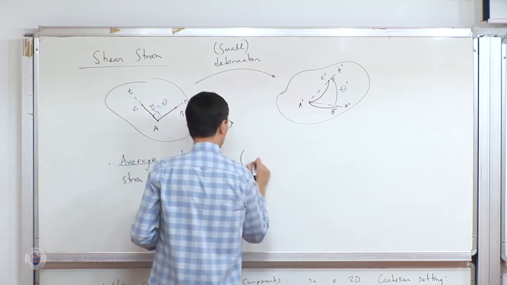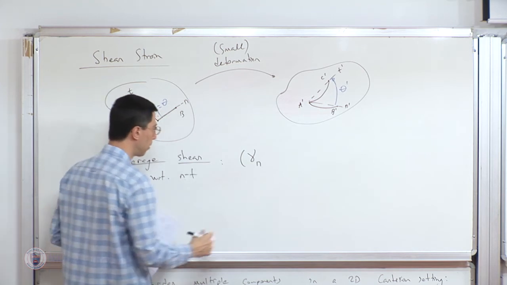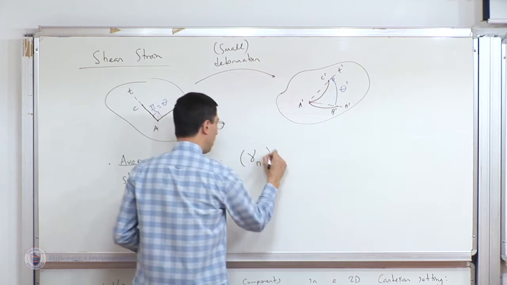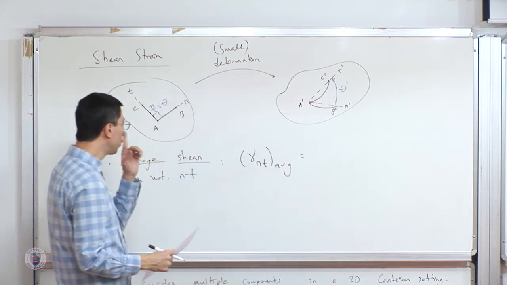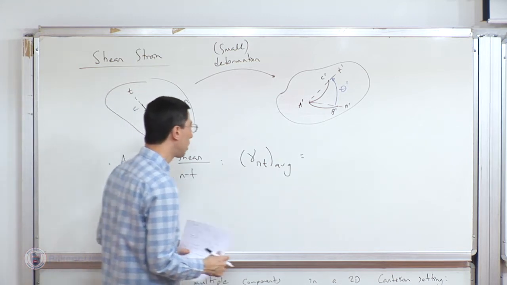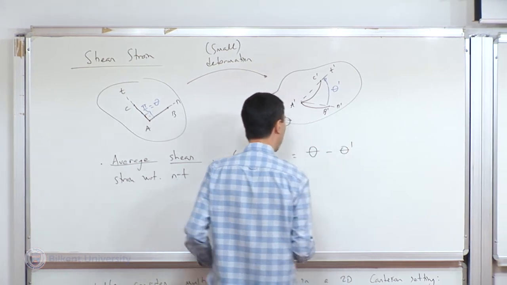Okay, so the notation we had used was gamma for shear strain in 231, and the directions I have chosen are N and T, and I'm looking at the average value of the strain. And the definition was the change in the angle, but a slightly strange choice. It is the old angle minus the new angle. Okay?